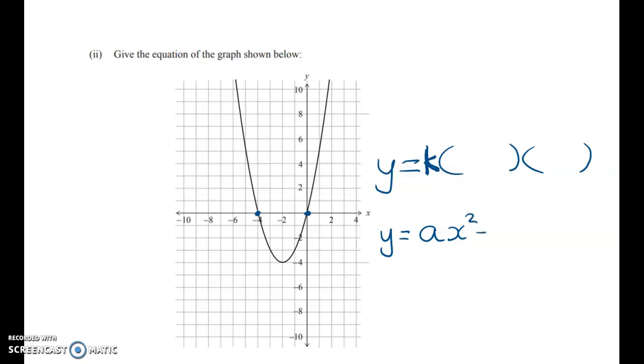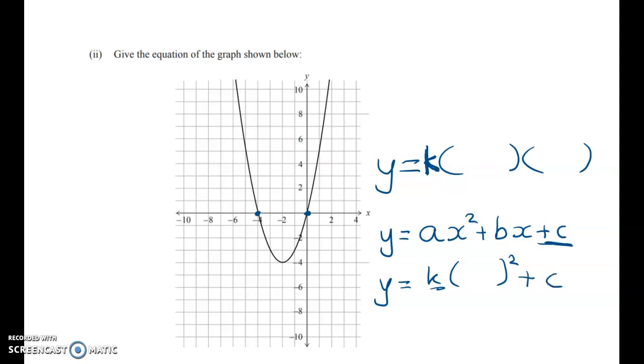This one is what we call expanded form. And we use that when we know the y-intercept, but not much else. And the third form is what we call vertex form, where I've got a number here, I've got this squared, and I've got another number on the end.